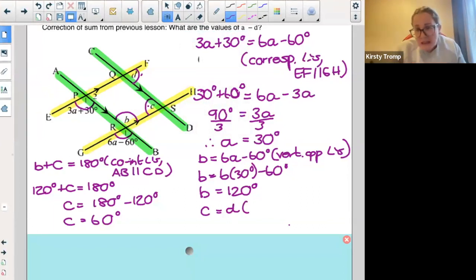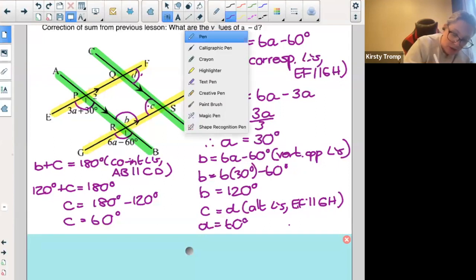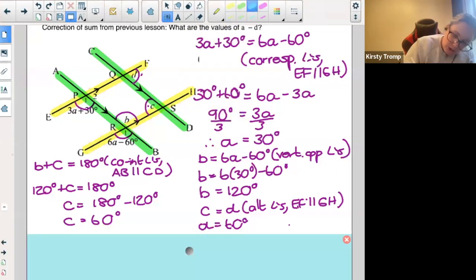Why is that true? Alternate angles, comma. What makes them alternate? Because EF is parallel to GH. So angle D is equal to 60 degrees. I'm going to highlight all my correct answers there for you. So there was angle A, here was angle B, here is angle C, and here is angle D.